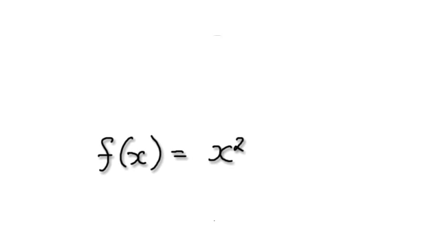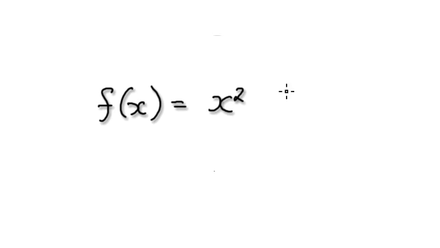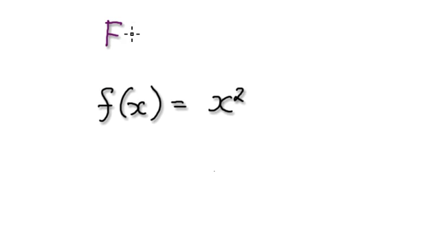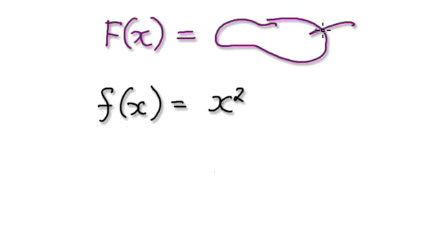So following on from the previous video, I'm now going to give you some examples. Suppose you're given f of x equals x squared. Find the antiderivative of this. Finding the antiderivative is you trying to find a function that, when you differentiate it, will give you x squared.